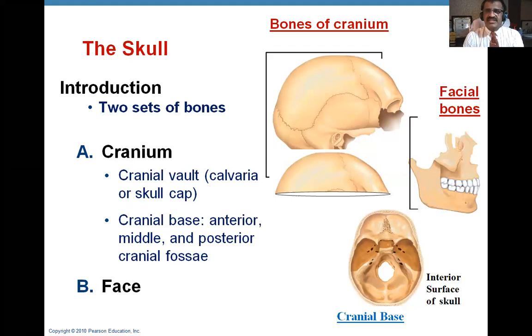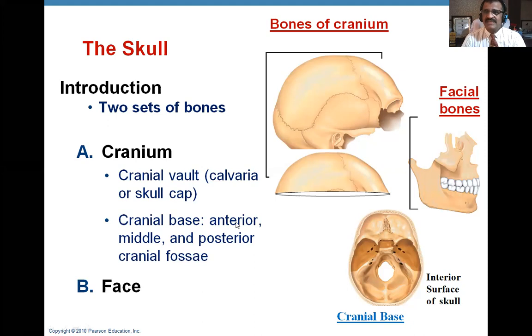Well, here is an image in front of you which explains 2 sets of bones which make up a skull. They are divided into 2 sets. Cranial bones, 8 in number. Facial bones, 14 in number in total. Okay. And you can see the cranial bones again divided into 2 parts. Calvaria, this is called calvaria or skull cap, or cranial wall. Okay, skull cap. And then there is the base of the skull, the cranial base.